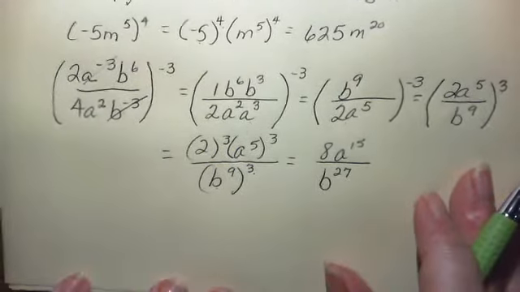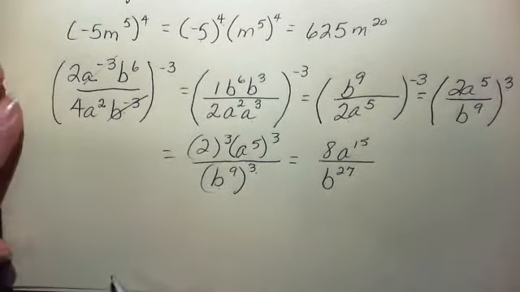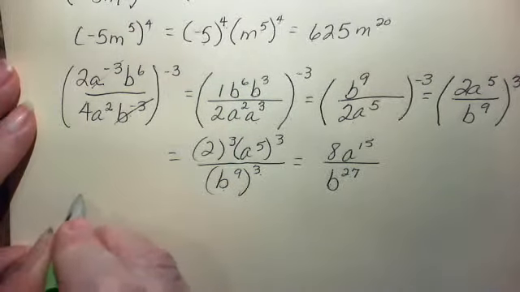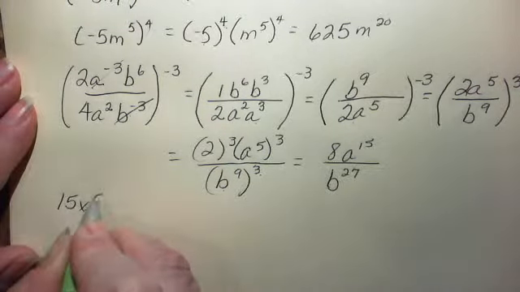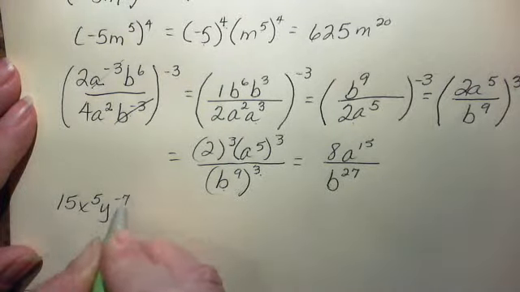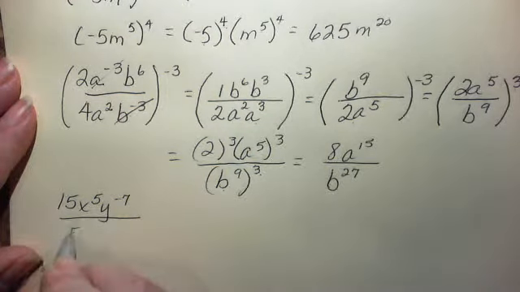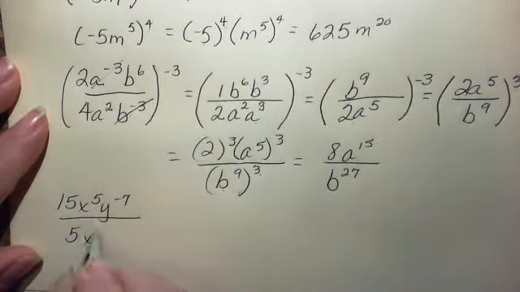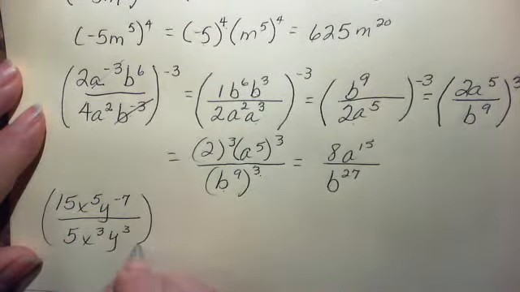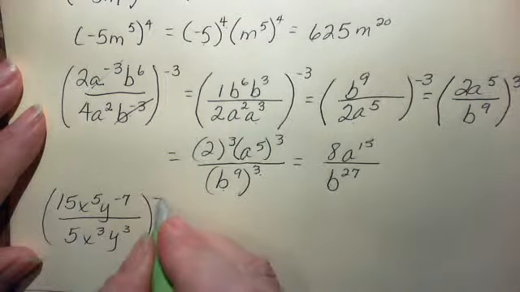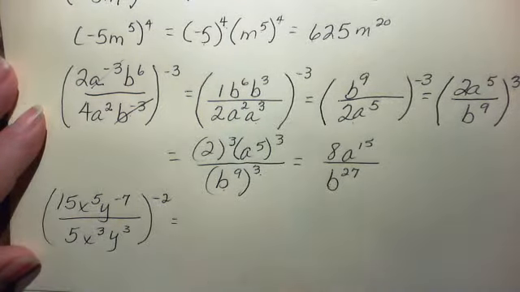Let's do one more here. Now let's simplify this expression: 15 x to the 5th, y to the negative 7, over 5, x cubed, y cubed, and let's raise that entire expression to the negative 2 power.